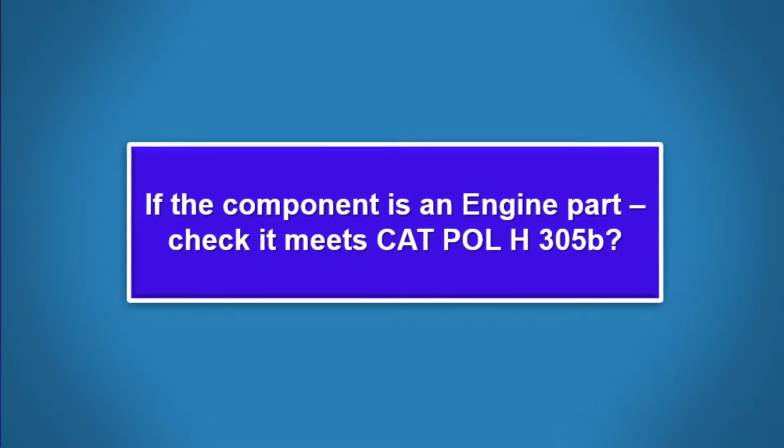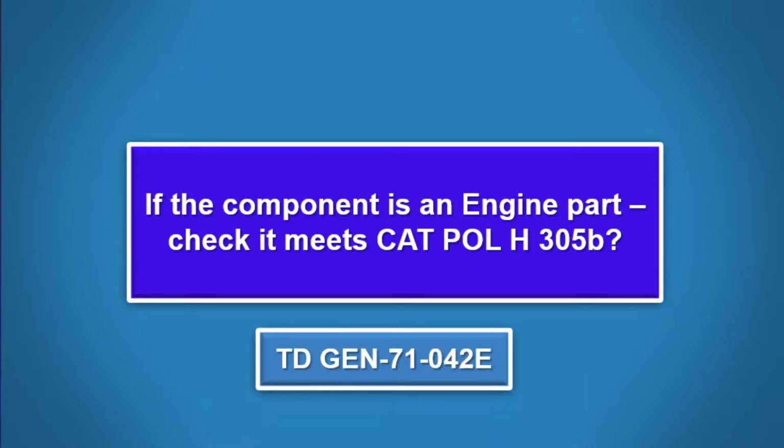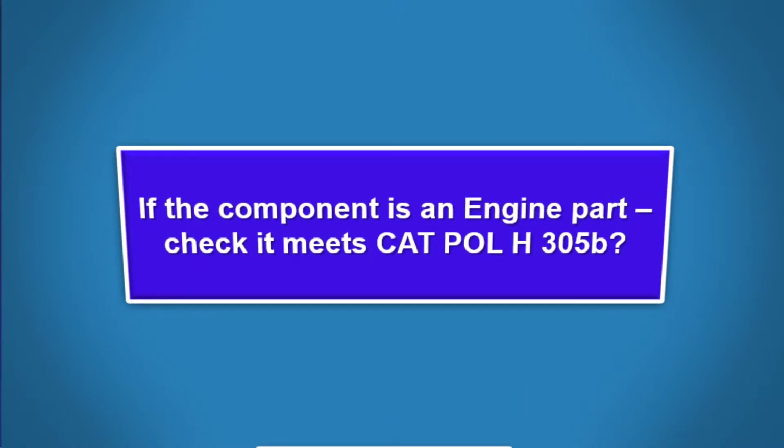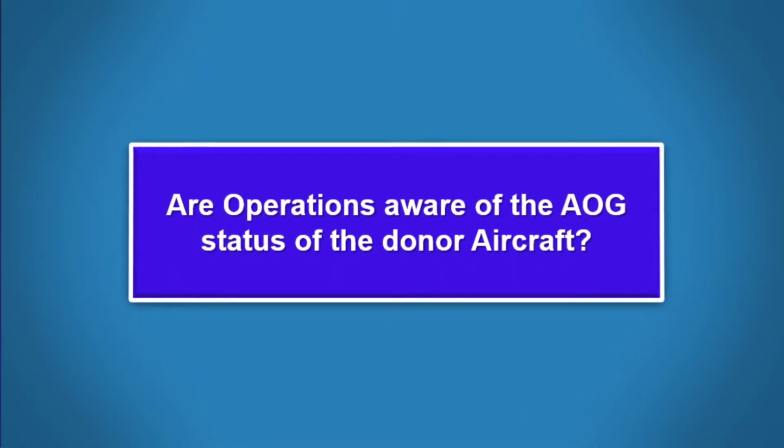If the component is an engine part, check that it meets CATPOL H305 requirements by referring to TD Gen 71-042E or its latest revision. Are operations aware of the AOG status of the donor aircraft? Good communication of this information prevents scheduling delays.